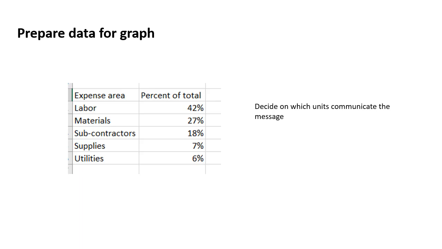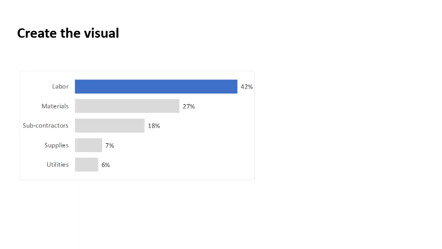So decide first on what units you're going to use to communicate the message you want them to understand. And then the second thing is sort the data. So sort it largest to smallest because the important message here is about what is the largest area. So I prepare the data for the graph, and then I actually create the visual in Excel.